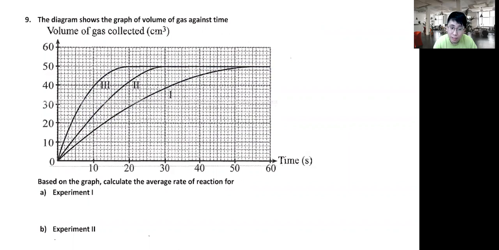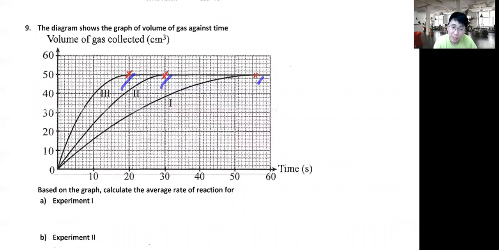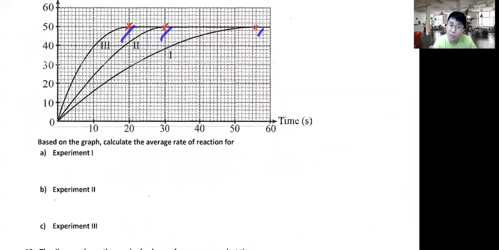How to calculate average rate of reaction? So I told you, if they never give you table, try to find the point from the graph. So in experiment 1, try to find the point where you start to become straight line. I will say it's around this point. Okay. Then for experiment 2, it starts to become straight line. I will say around this point. Experiment 3, it starts to become straight line. I will say around this point. So it's at 20 seconds, 30 seconds, and 55 or 56 seconds. So the answer will be having a range here, guys.